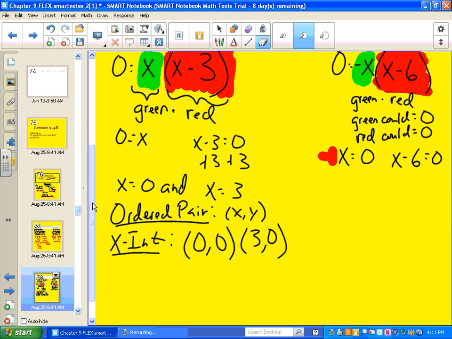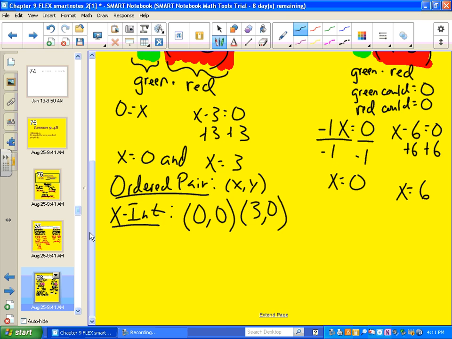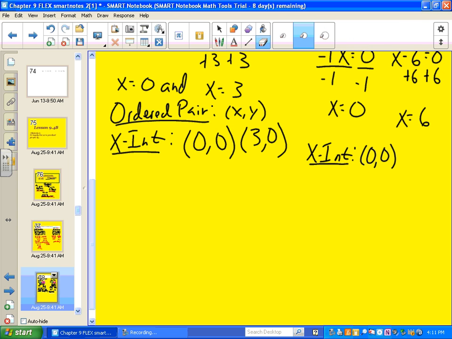To get rid of that negative 1, we divide by negative 1 on each side. 0 divided by negative 1, x equals 0. On the right-hand side, we add 6 to each side, and we get x equals 6. Once again, we write our answers as an ordered pair for the x-intercepts, and we get 0, 0. Remember, we're writing a 0 here because we substituted 0 in for y, and then 6, 0.